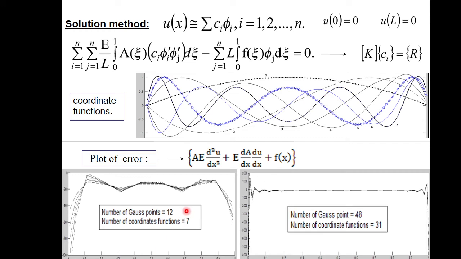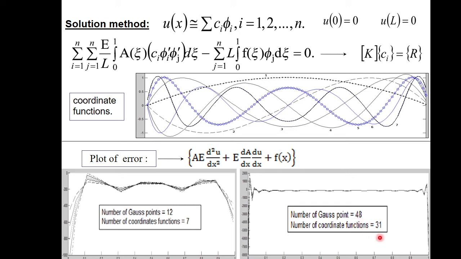So there is a limitation. If you have 12 points, you cannot take up, say, more than 11. Some limitation is there, some relation is there. So that way, if we increase the number of functions, we need to increase the number of Gauss points also.